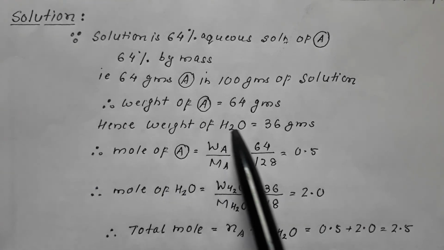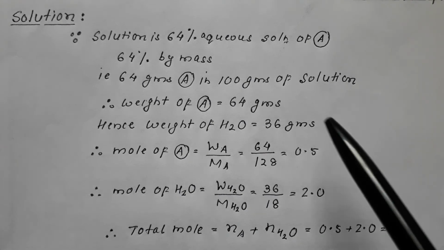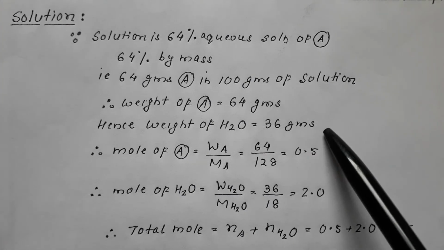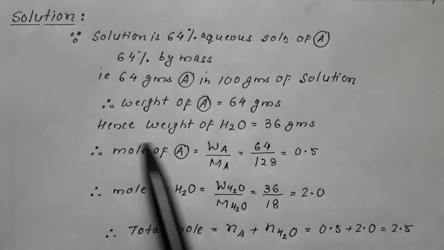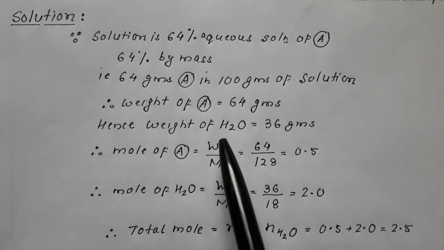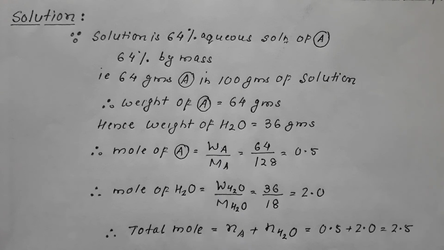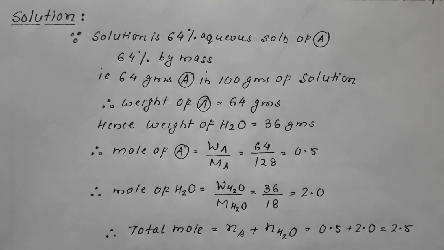The weight of A is 64 and the weight of water we have calculated is 36. Now we will convert the weight of A and the weight of water into their respective moles. Mole of A is equal to weight of A upon its molecular weight. The weight of A is 64, its molecular weight as given in the question is 128. Mole comes to be 0.5.